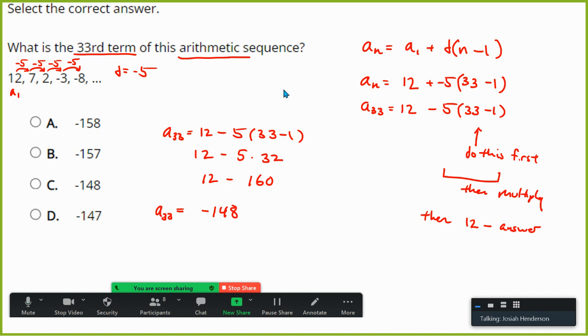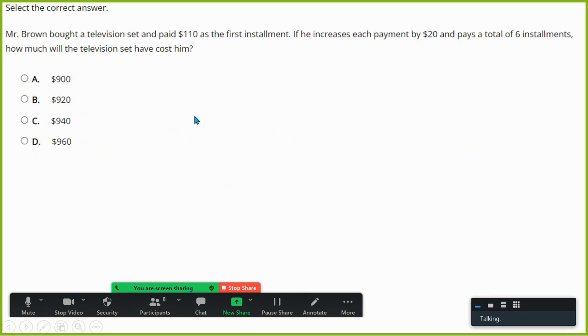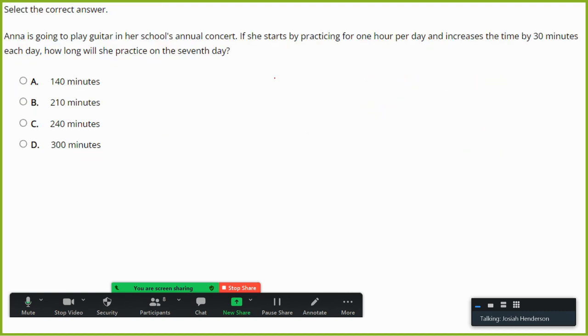If they're asking us to add up something like Mr. Brown's television, this one, we did this in class, I think on Tuesday. How much will the television cost him? Well, they're not asking for a single number in their list. They're asking us for like, what is the sum of all the months he paid? So we had to figure out the R or the D and then plug it into the correct series formula. And then we could find the sum of all those terms in the list. So we're going to have to figure out which formula to use.